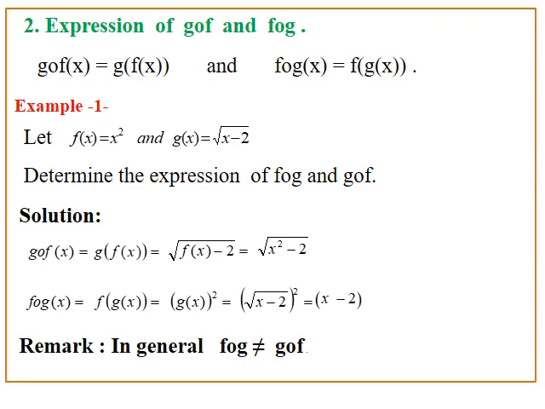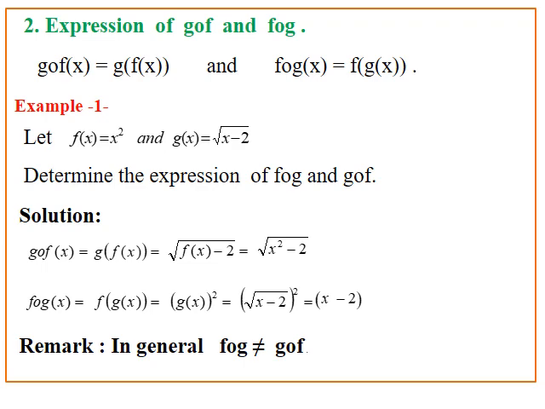Let f of x equal x power 2 and g of x equal radical x minus 2. Determine the expression of f round g and g round f. g round f of x is equal to g of f of x. Then we replace x in g by f of x. Since g of x equals radical x minus 2, then g of f of x equals radical f of x minus 2, and f of x equals x power 2, so it is equal to radical x power 2 minus 2.